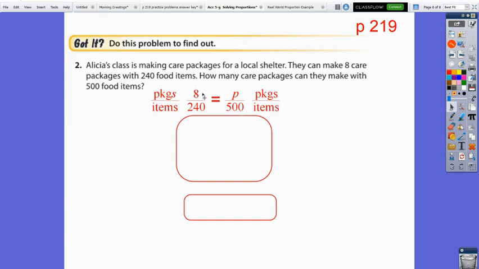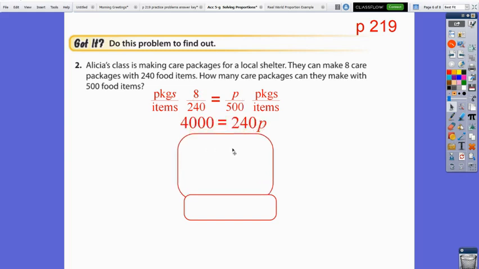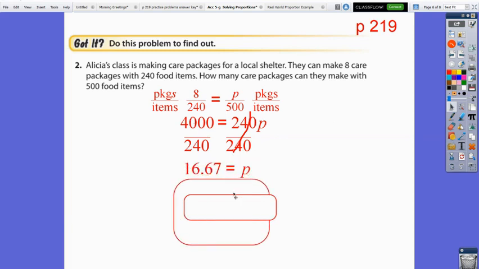To solve this, you might want to do this one in your head, but it's not quite so easy. So I'm going to cross multiply. 8 times 500 equals 240 times P. And 8 times 500 is 4,000, because 2 times 500 is 1,000. Divide both sides by 240. Make sure you write the division step here. It's good algebra. You need to get used to that. And so 4,000 divided by 240 is 16.66666, also known as 16 2/3.